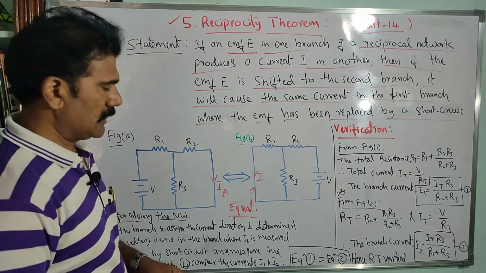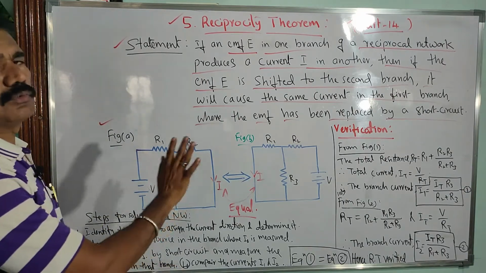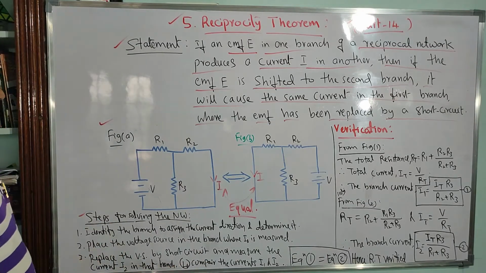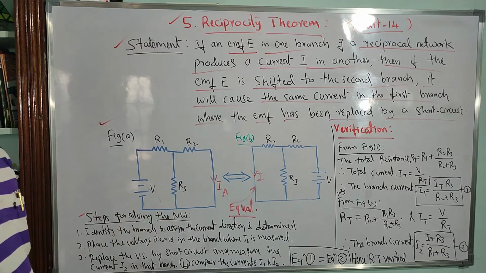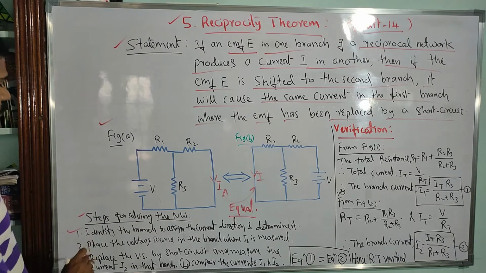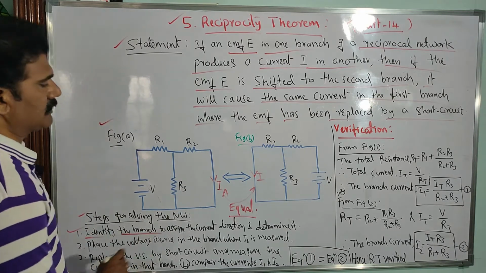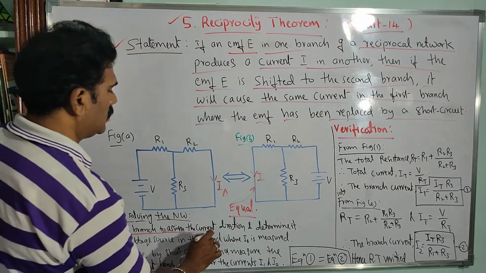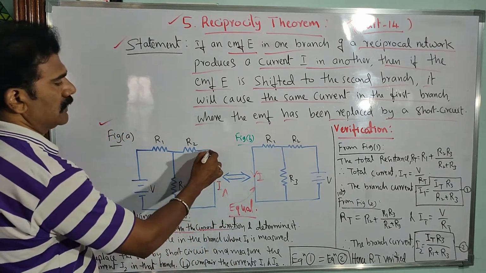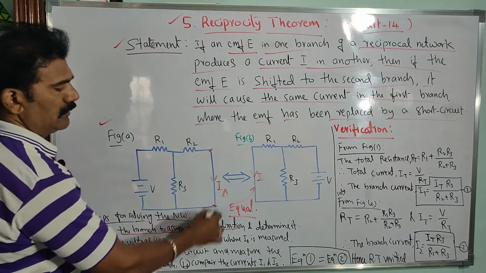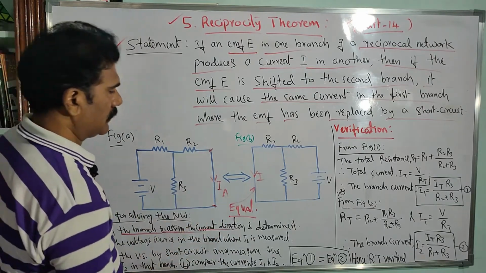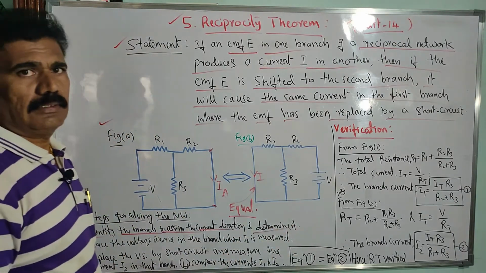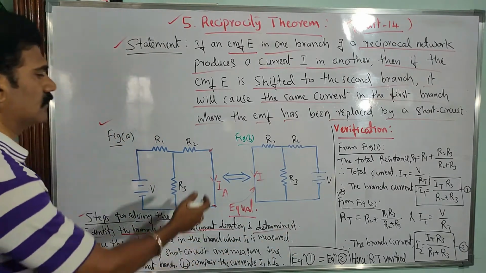Now let us see the steps to be followed to understand the theorem better. Steps for solving the network are simple. First, identify the branch, because there are various branches. Identify the branch to assign the current direction. I am considering this as the branch here, where the current direction is assigned. Then determine that current by applying any network method. Find out that current.